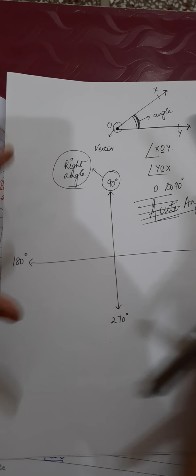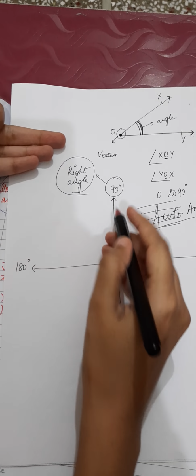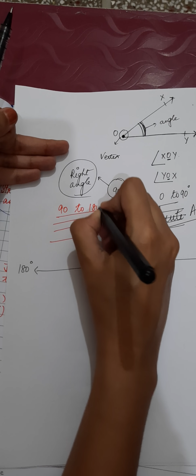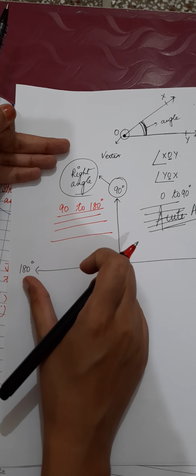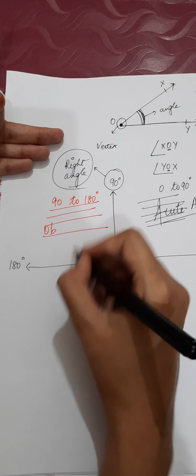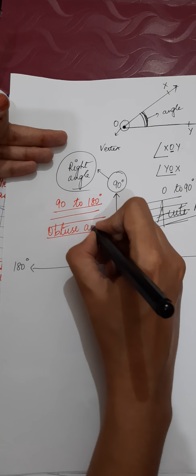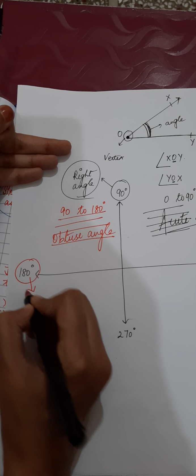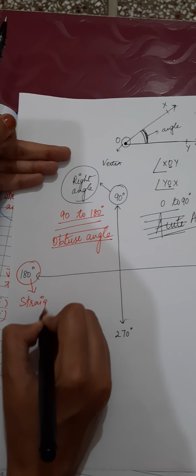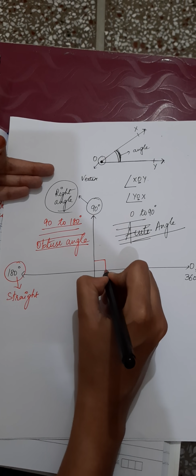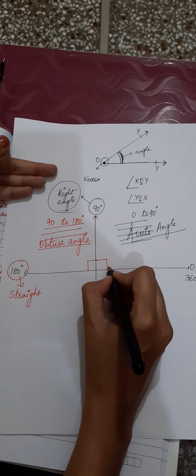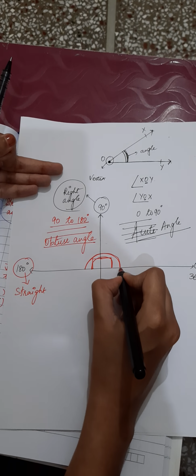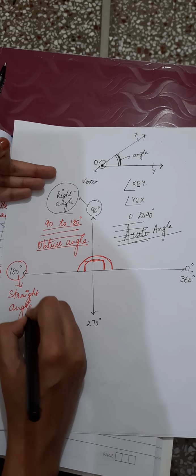Right? Next, this part from 90 to 180. This region is called an obtuse angle. This 180 means a straight angle. Why is this a straight angle? Because here is 90 and this is also 90. This complete thing is a straight angle. It is on a straight line, so that means this is a straight angle. 180 is a straight angle.